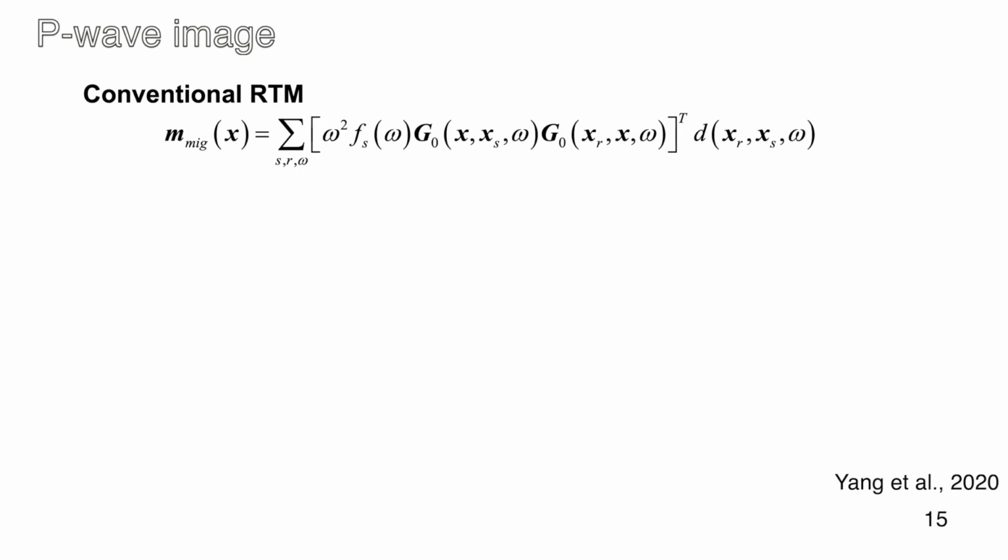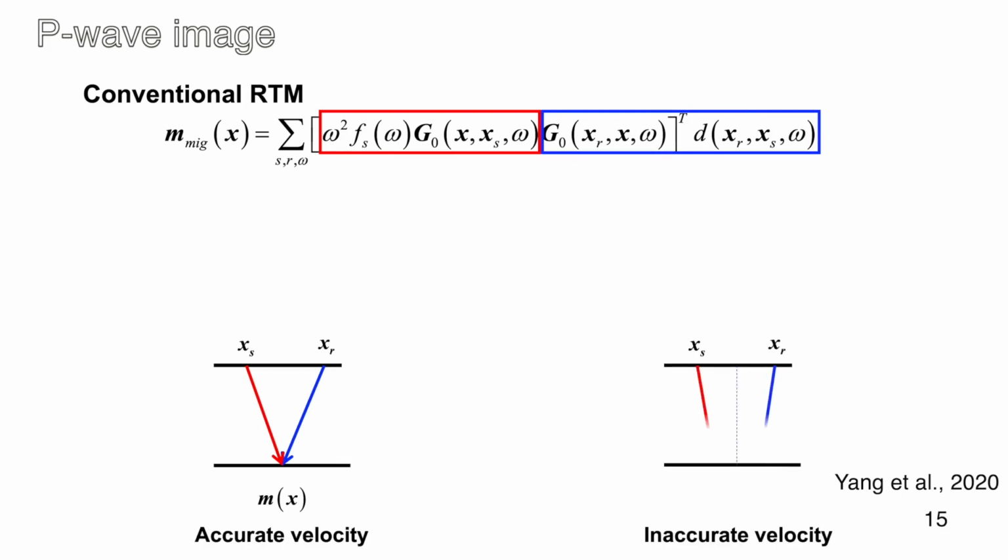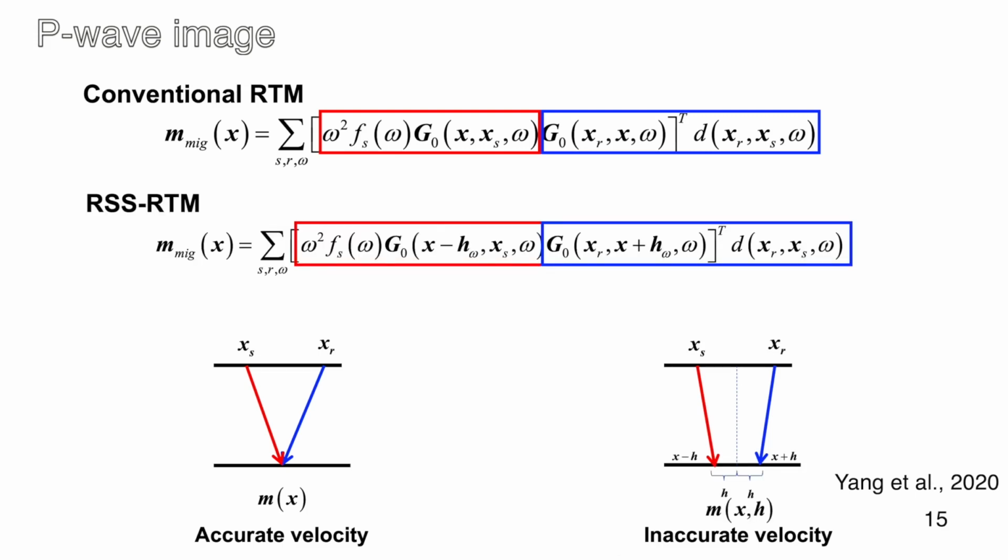Let's quickly review the methodology and advantages of RSS-RTM over the conventional RTM. For conventional RTM, the migration image can be obtained by cross-correlating the forward-propagated wave field with the backward-propagated wave field. The seismic data can be reconstructed through this equation. When the migration velocity is inaccurate, the forward-propagated wave field cannot meet the backward-propagated wave field at the same location. Yang et al. introduced an extra model dimension edge to the Green's function to accommodate the velocity error.